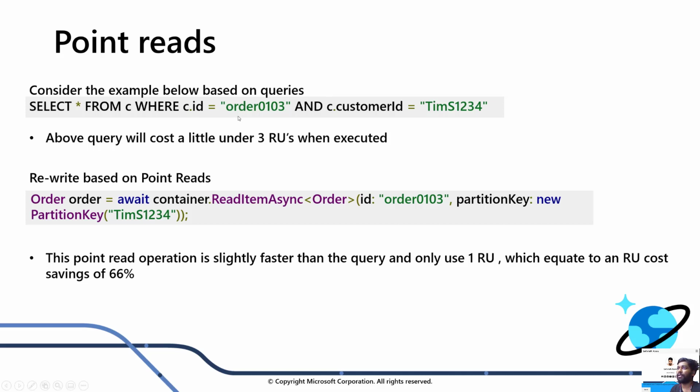So in the first query, you will be ending up using 3 RUs, whereas in the second query, if you are querying based on the ID and the partition key, you will be ending up only using 1 RU, that is basically picking up the particular document from the collection, which equates to an RU cost savings of 66%. Now let's get into the demo to see how to create this Cosmos DB in a serverless mode.